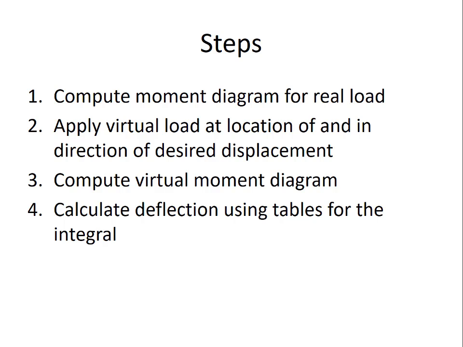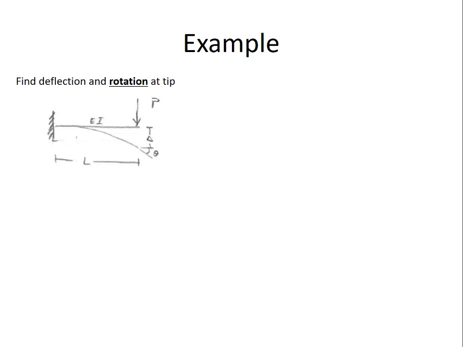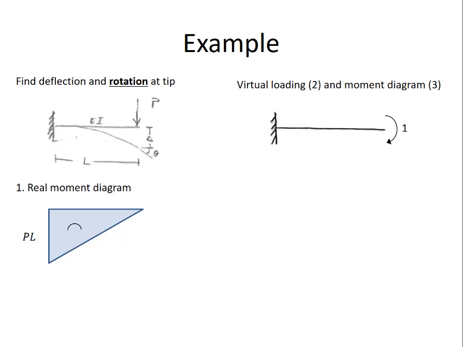So let's see one last example. We return to the previous example. We wanted to find the deflection and the rotation at the tip. Well, now let's look for the rotation. One nice thing about this method is that the real moment is always going to be the same because it's the same loading, it's the same structure. So the real moment diagram we already calculated. It's given there. We'll apply the virtual loading, that's step 2.